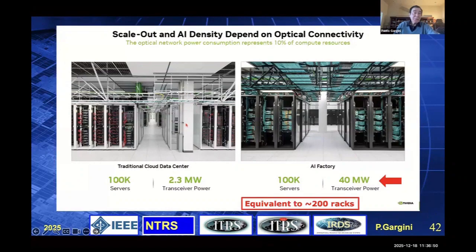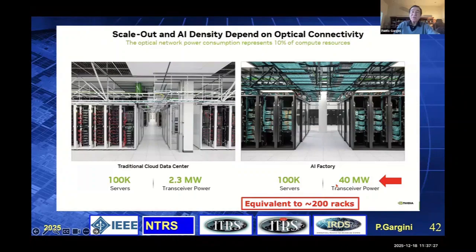So the typical CPU data center already had connections from one rack to the other, and about 2.3 megawatts, this is from the NVIDIA presentation, were used. But in this case, now you have to connect all the boards in a rack, and you also want to connect GPUs on the same board. And so the calculation says about 40 megawatts. Now, this is equivalent, give or take, to 200 racks. So, it's a gigantic price to pay.